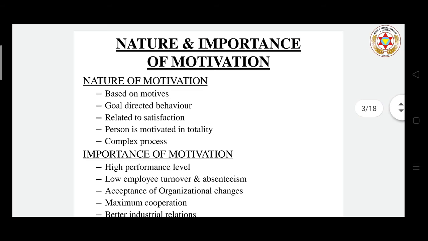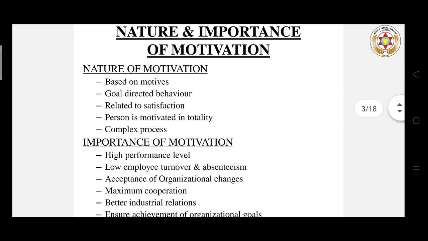Let's come to the importance of motivation. So the nature of motivation says it's a basic motive. It's a goal-directed behavior. It is related to satisfaction. A person is motivated in totality. It's a complex process. And why motivation is important is because it leads to high performance level of the employees and the organization later on.